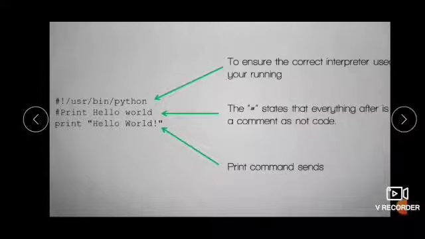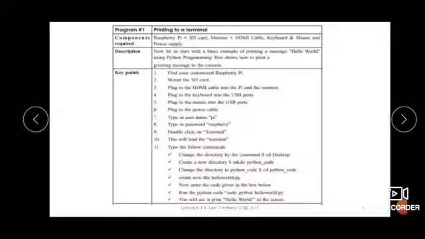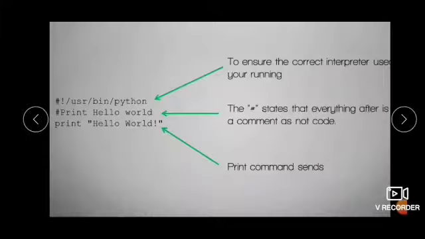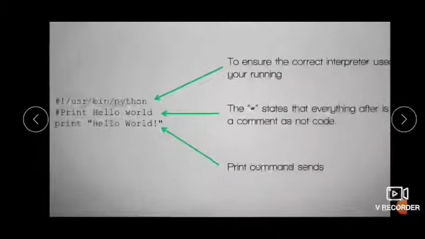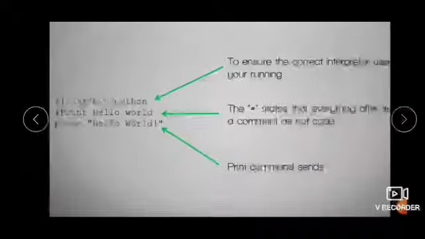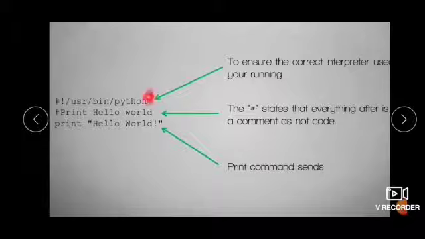Okay, this is the program you write in the file. The name of the file is helloworld.py. In that file you will write this code and the code contains only 3 lines. Here the first line, what you can see here, is to ensure the correct interpreter used by your program to run. Okay, so that is called an interpreter line. So we are writing a Python program, so the binary file of Python needs to be accessed. So that path we are giving here.